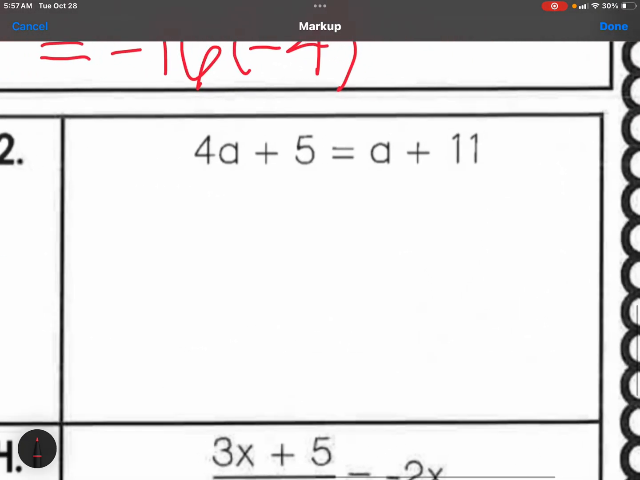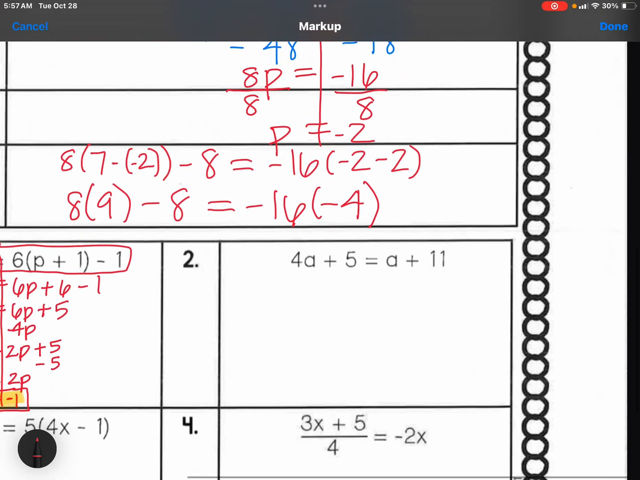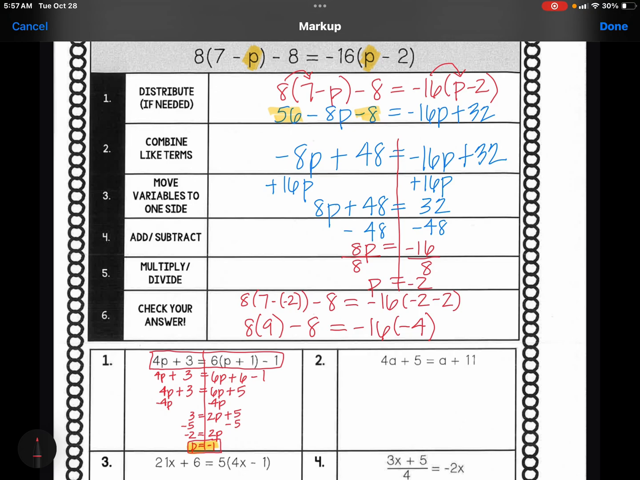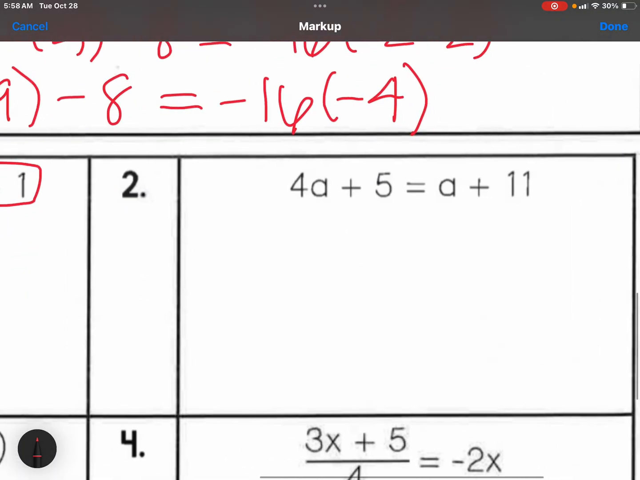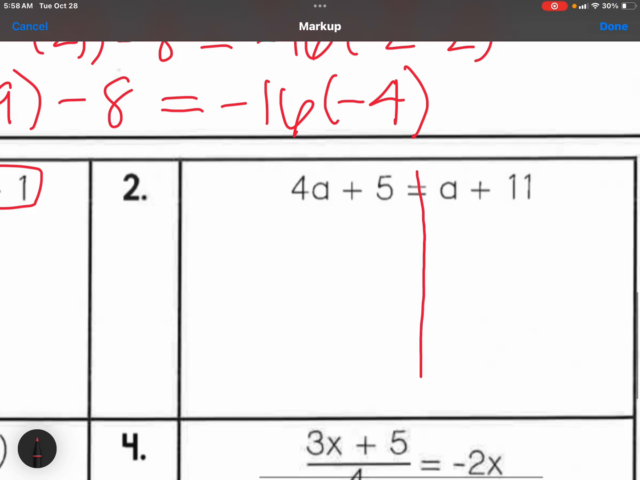Number 2, 4a plus 5 equals a plus 11. There's no parentheses, so my next step says to combine like terms. There's no like terms on the left or the right. And now I move variables to one side. So I'm going to draw my balance. When there's a variable by itself, remember there's an imaginary 1. So I'm going to subtract 1a from both sides. When I do that, I get 3a plus 5 equal to 11.